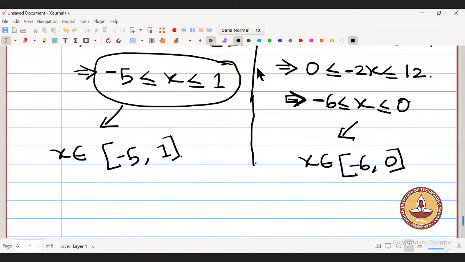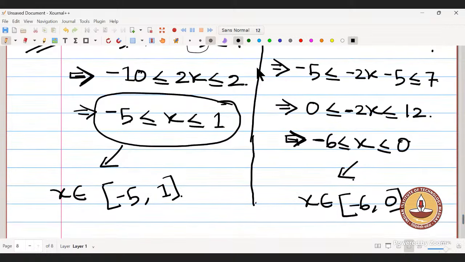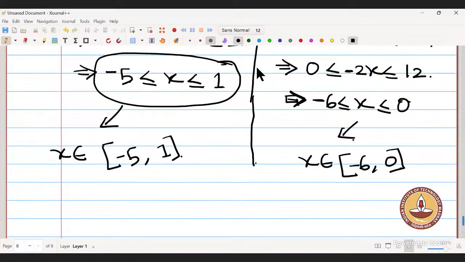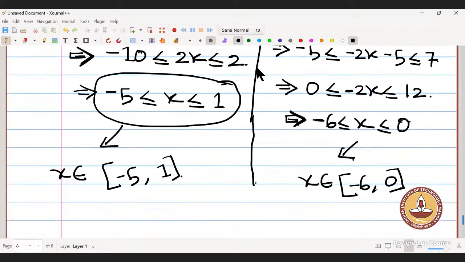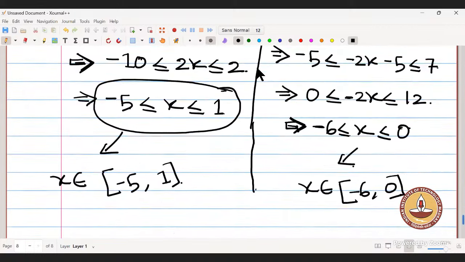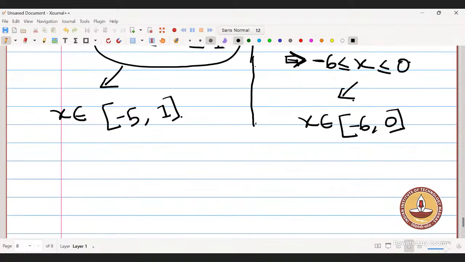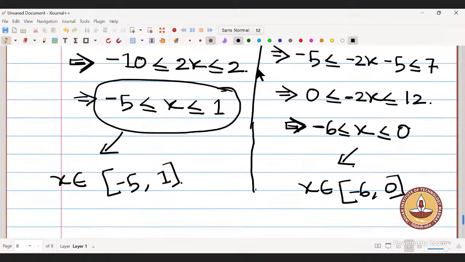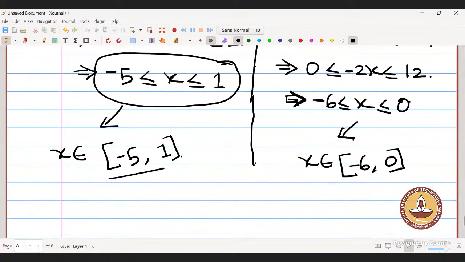Yeah, -5. -6 to 1. What is -4? I think it should be -5. If we take the union, then it will be... Whoever asked this question, can you tell me the answer? Sir, I don't remember, but I think it must be -5. Yes, -5. So it becomes -6 to 1. So if I take the union, what will I get? -6 to 1, right?